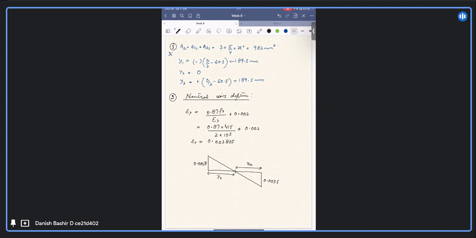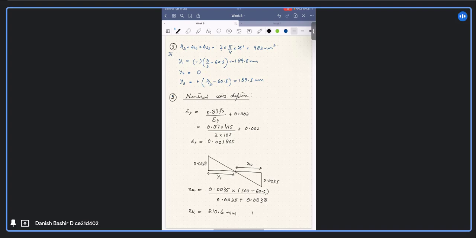From the similar triangles you can clearly calculate xu as 0.0035 times (500 minus 60.5) divided by (0.0035 plus 0.0038). This comes out to be xu, the neutral axis depth, equal to 210.6 mm.